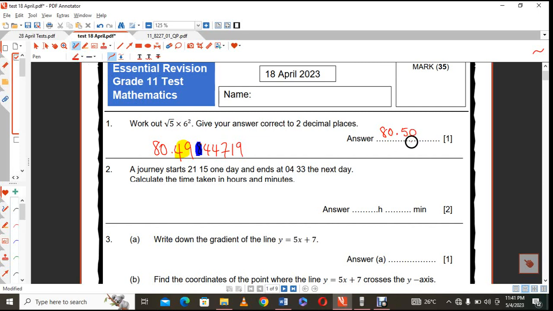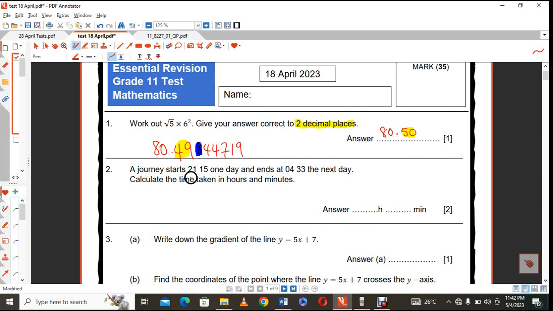80.50. Take note, there must be the same number of decimal places in your answer as pointed out in your instruction. Okay, 80.50, if you simply write 80.5, you will be penalized.